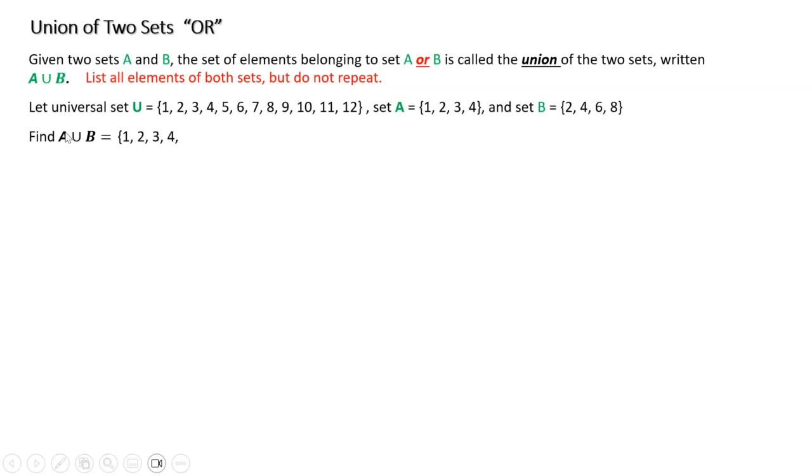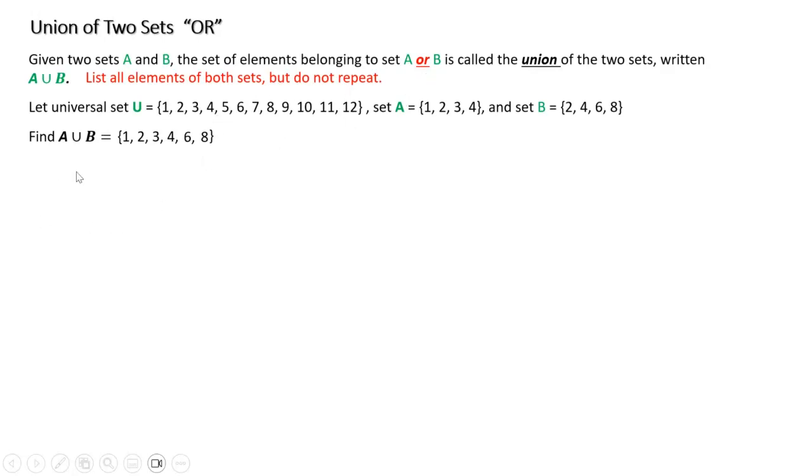So here's how you do it, guys. You're going to write everything in A, right? Everything in A, which is 1, 2, 3, 4. And then we go to B, and then we begin writing B, right? But if it's already there, we don't put it twice, right? Is the 2 already there? Yes. So we don't write it again. Is the 4 there? Yes. We don't write it again. Is the 6 there? No. So we're going to include it. Is the 8 there? No, we're going to include it. So this is my result. And again, you list all the elements of both sets, but do not repeat them.